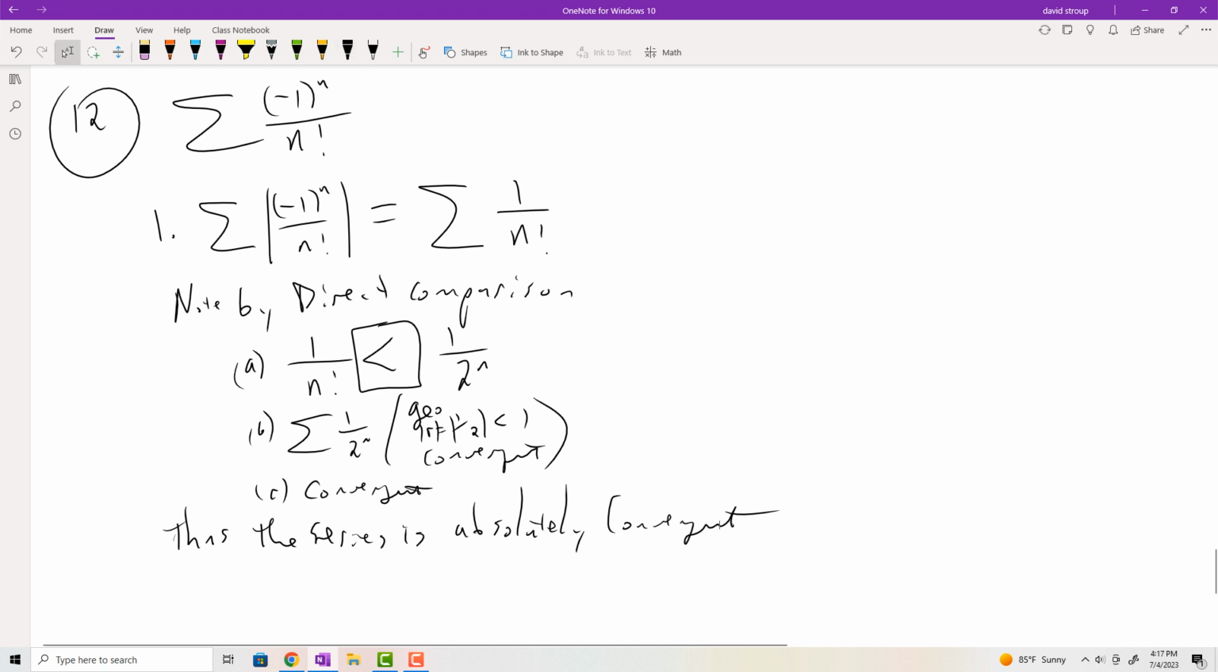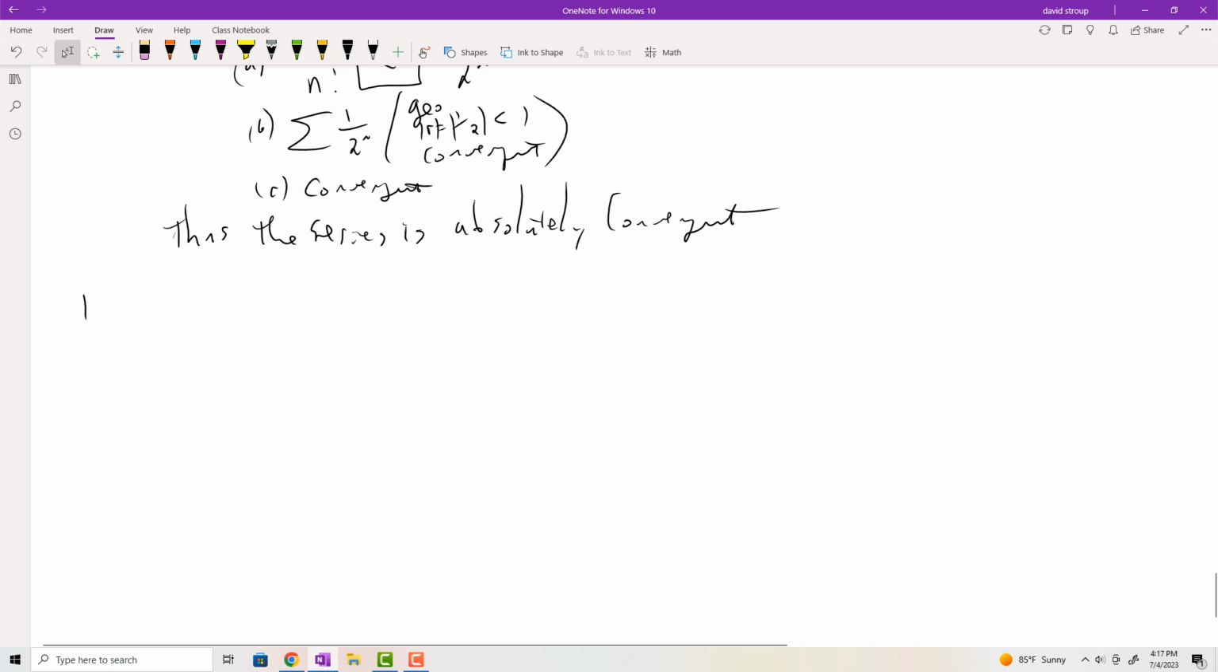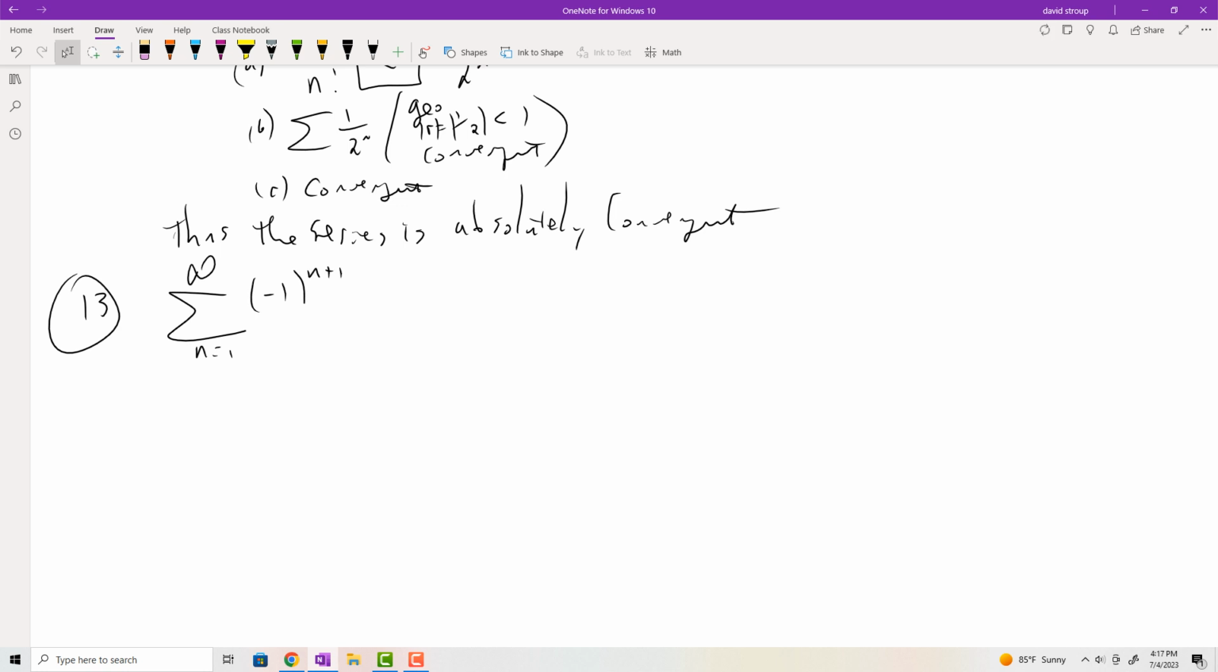Let's look at number 13. We have the series from n equals 1 to infinity of (-1)^(n+1) over n plus 5. Again, first you consider the series of the absolute value of the terms. The absolute value will just make all the terms positive, so you're just looking at 1 over n plus 1. What the heck is that thing? That's basically just a shortened version of the harmonic series, so this is divergent.